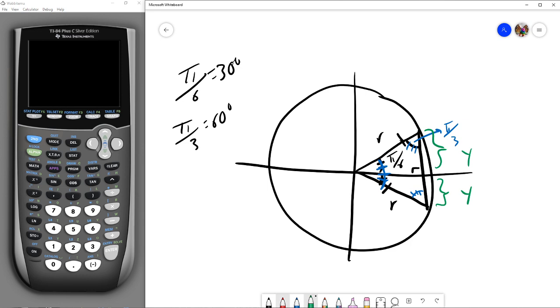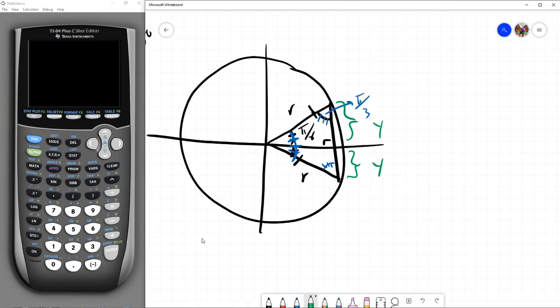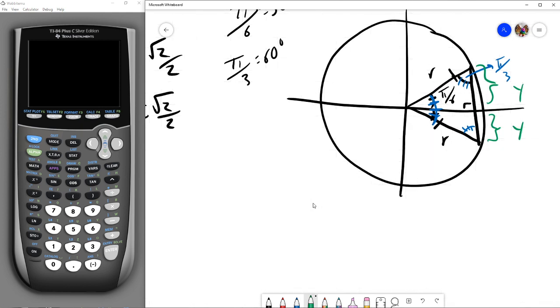One note, since each angle is a 60-degree angle, this is an equilateral triangle. And since this is an equilateral triangle, if we add this length plus this length, we get 2y, and 2y has to equal r. That means y is going to equal r over 2.